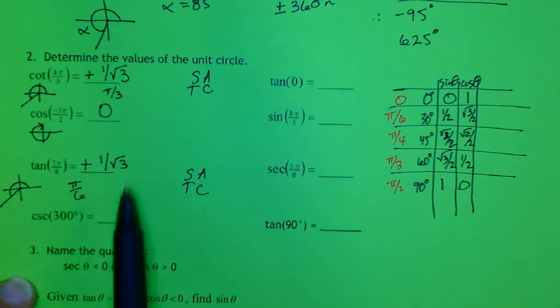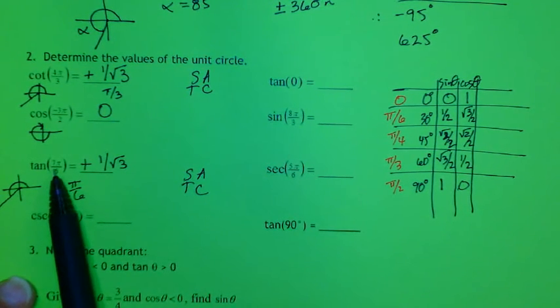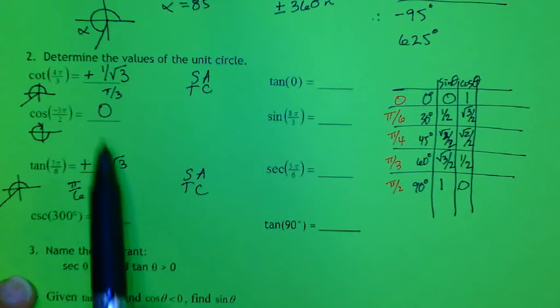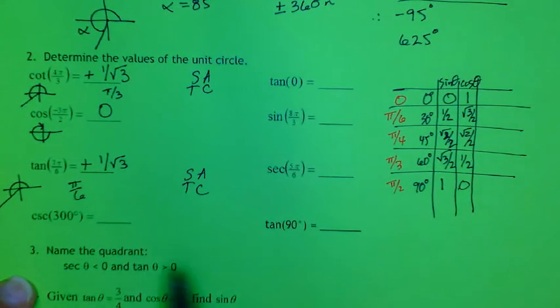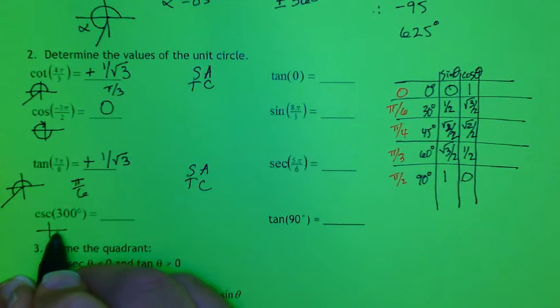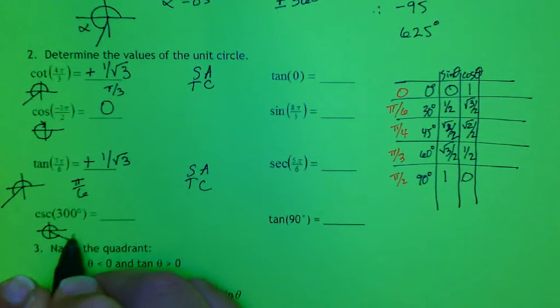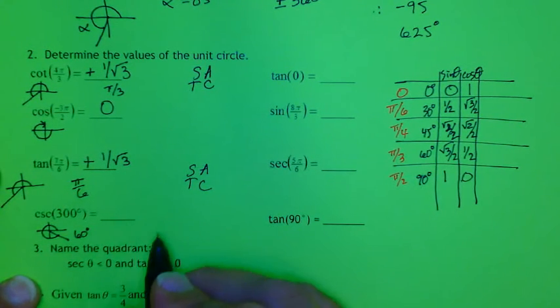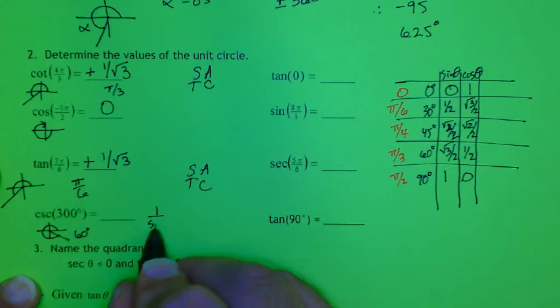Right? Notice that the tangent of 7 pi over 6 and the cotangent of 4 pi over 3 have the same ratio. Okay. Cosecant of 300 degrees. 300 degrees on into that fourth quadrant. Reference angle of 60 degrees. Right? Cosecant is 1 over the sine.